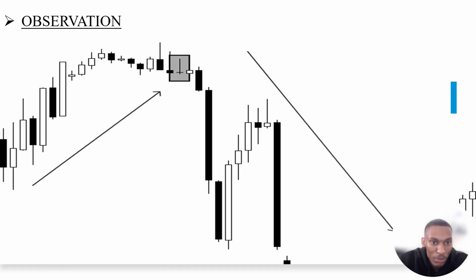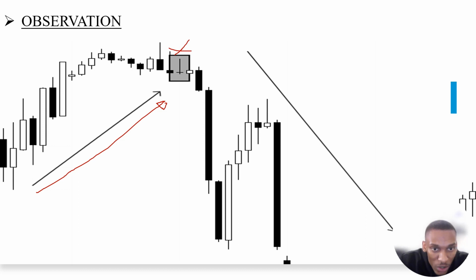Okay, so the observation here is the pattern forms at the top of a trend. What does that tell you? The same thing which we talked about under the psychology behind this candlestick. If you observe here, price was being pushed up, meaning buyers were in control all the way from here. And then we got this candlestick here at the top of the trend, the gravestone.